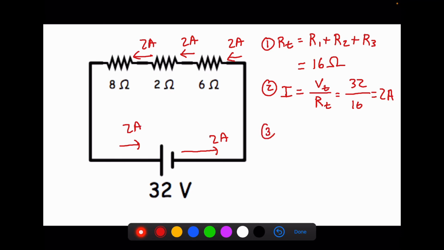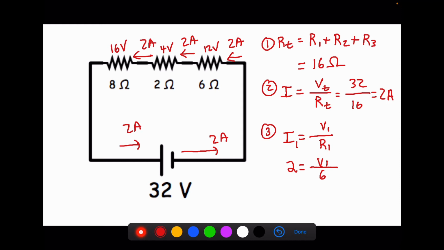Step 3, we get the voltage at each resistor by doing Ohm's law 3 different times. So for the first resistor, we use 2 and 6, and we get 12 volts. At the second resistor, we would use 2 as our resistance and get 4 volts. And here we get 16 volts.